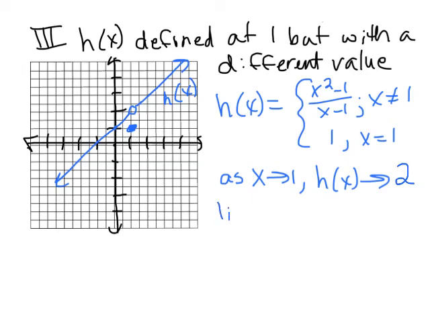The limit as x approaches 1 of h of x is equal to 2, even though when I find h of 1, when I want to evaluate the function when x is 1, it's wherever the solid dot is. When x is 1, h of x is 1. So h of 1 is equal to 1. The limit doesn't have anything to do with the value of the function at that point.